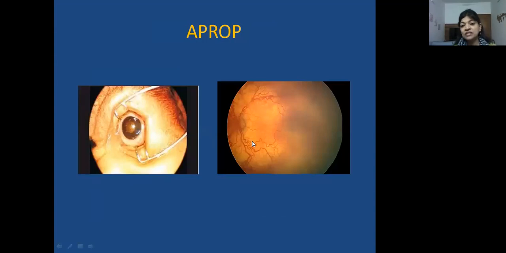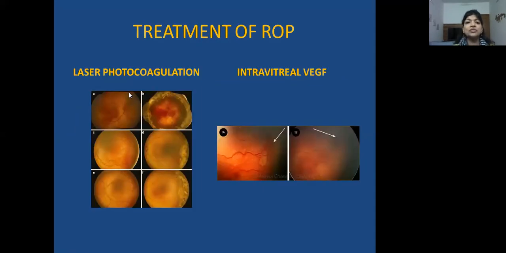But look at this picture. The blood vessels are so tortuous and they are dilated blood vessels, with a poorly dilating pupil. And you can see some sort of a haze here. That is because the vitreous cavity is not very clear. So when you see a stage like this, it is called APROP and the baby needs to be treated then and there. So what are the treatment options available?